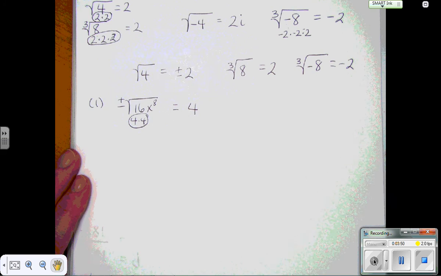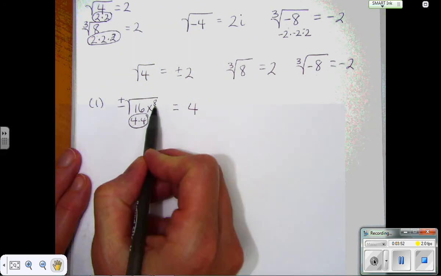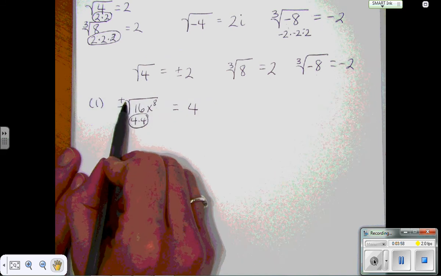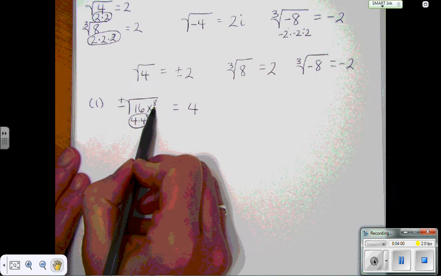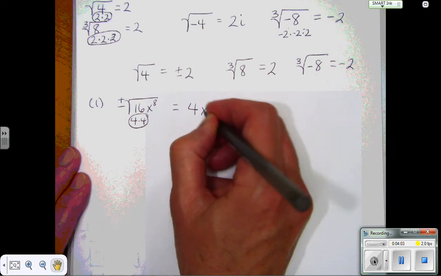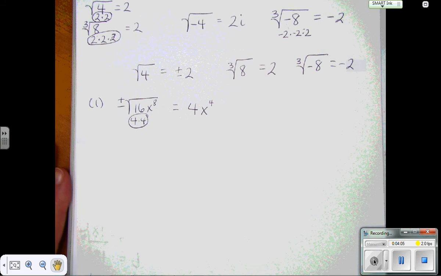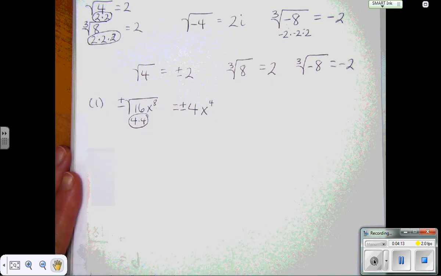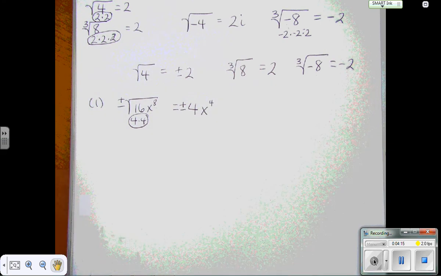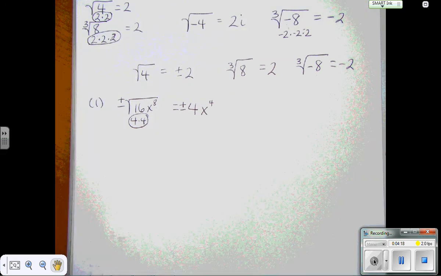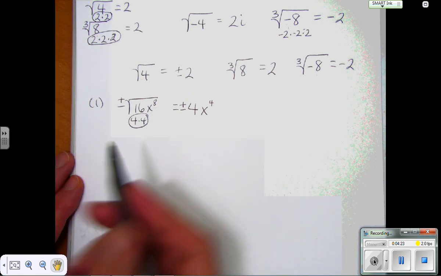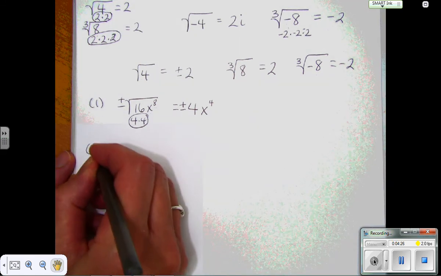And then when I have a variable with an exponent, to simplify that, all I need to do is take the index and divide it into your exponent. 2 goes into 8 4 times, and that's how many x's you can take out. And if it goes evenly, then you're done with the root. You do need to put that plus or minus in front, though. The plus or minus is telling you it wants both the positive root and the negative root for that answer. The positive root is called the principal root, and then the negative is the opposite.